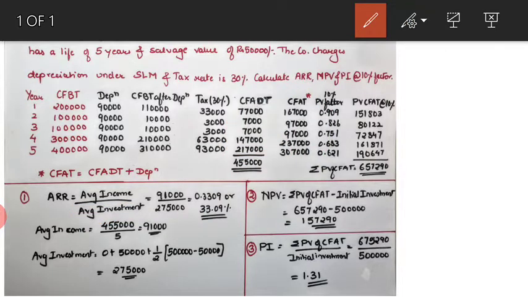So what is average income? It is summation of cash flows after tax and depreciation, that is 4,55,000, divided by number of years, that is 5 years. This is given over here. So it gives us 91,000. So average income is 91,000. Similarly, how do you calculate average investment?